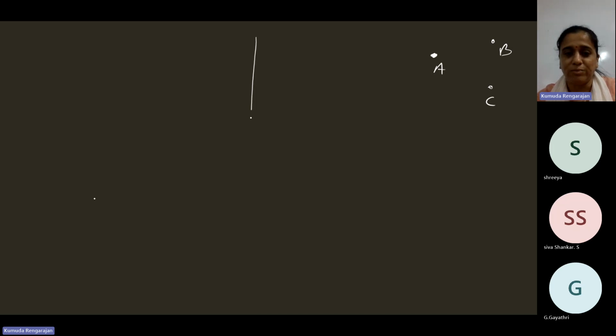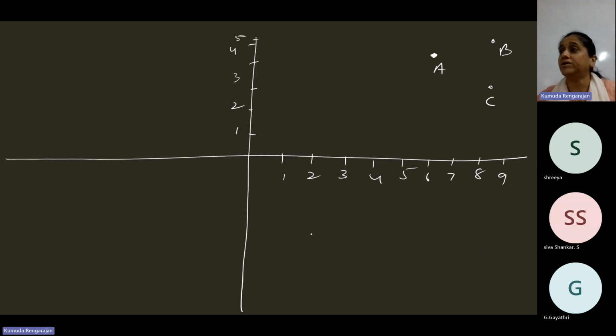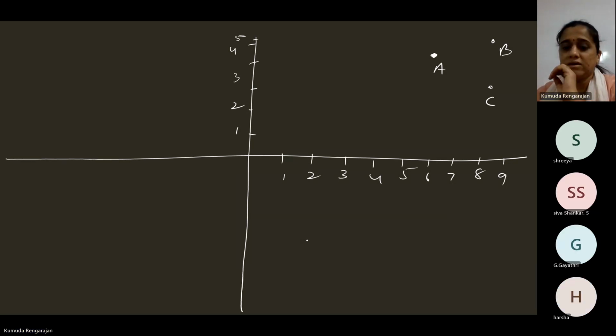So now when I divide this plane into four quadrants like this, and I mark numbers like you see on a number line, now we can give an address to every point. You can give a unique address to every point.